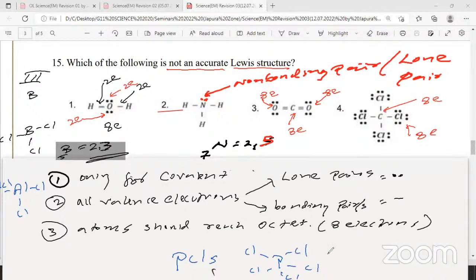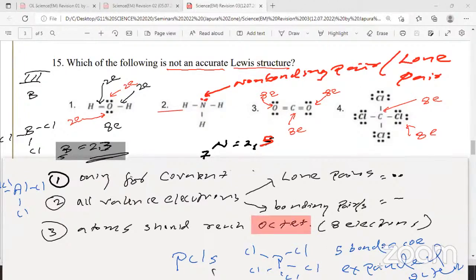So PCl5, how many bonds? 5 bonds. 5 bonds means how many electrons? 10 electrons. 10 electrons, what is it called? It is called expanded octet. What are the 3 things? Octet, that is the most stable. Then the other ones are expanded octet and incomplete octet. Who forms incomplete octet? The group 3 elements and group 2 elements. Only 6 electrons, less than 8, incomplete octet.